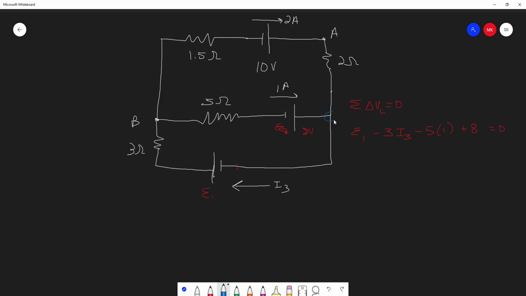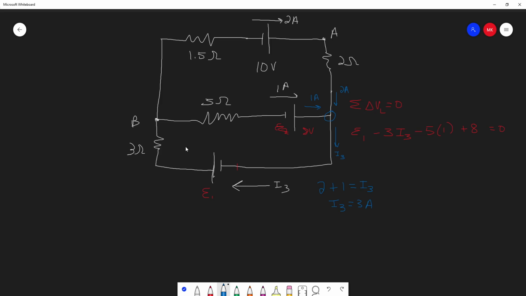If we're looking right here at this junction, we have I3 coming out of it. Here we have 1 amp going in, and this 2 amps goes all the way down here and is coming into that junction. So if we're looking at how currents go, we know that currents going into a junction have to be equal to the current going out. So that means 2 plus 1 equals I3. So I3 equals 3 amps. Well, that makes this problem a lot easier.